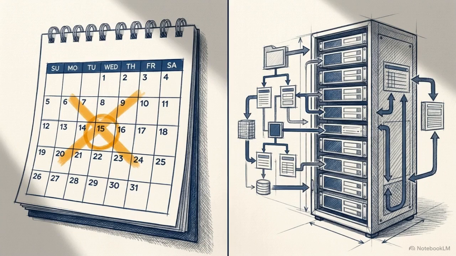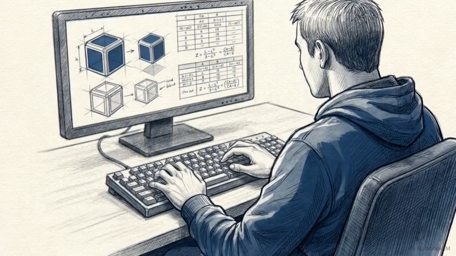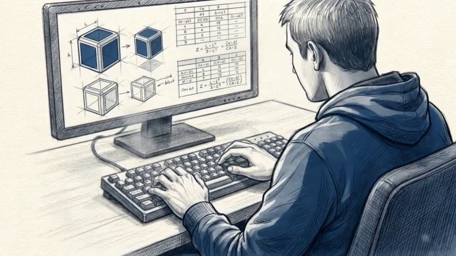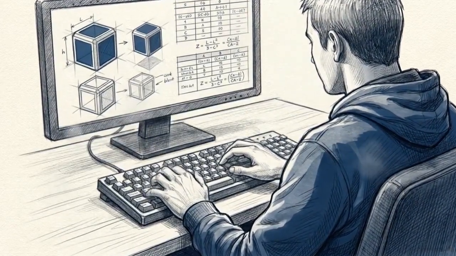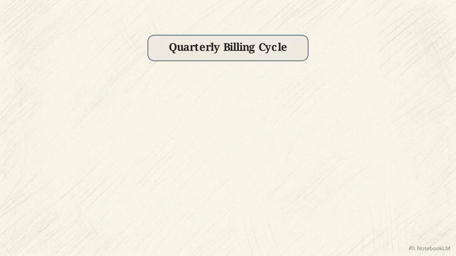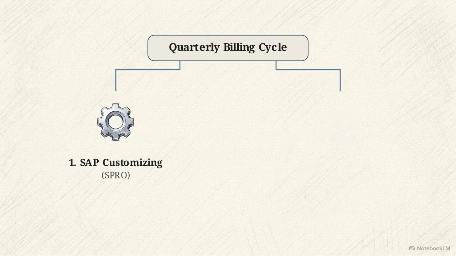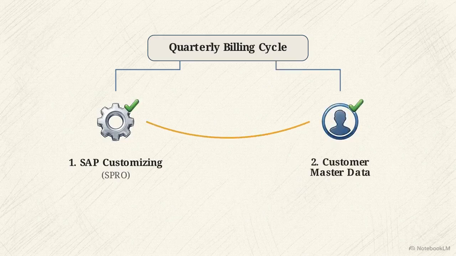When you need to shift a customer from a monthly billing schedule to a quarterly one in SAP Convergent Invoicing, you cannot simply change a calendar date. You must update the core mechanics that tell the system how to group charges into quarterly intervals. To do this, we are going to complete a two-part process. First, we will build a new quarterly billing cycle in the backend using SAP Customizing. Then we will apply that new cycle directly to a customer's master data.